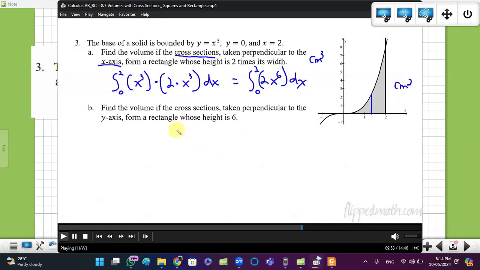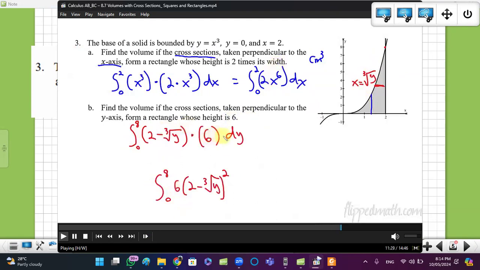Now let's do it perpendicular to the y-axis. This time I'm going this direction. I need to figure out what the equations are in terms of y. Well, that one's easy. Root of y, the distance, the width. That's what I've got. It would be 6 times the width again.